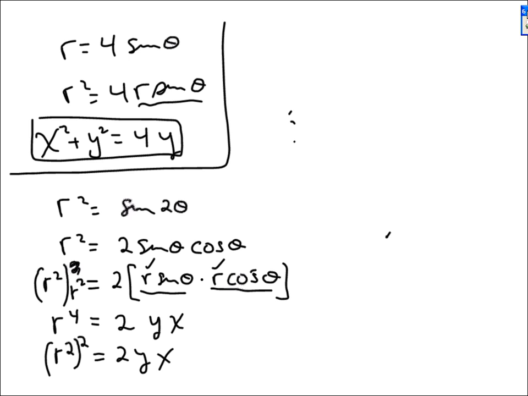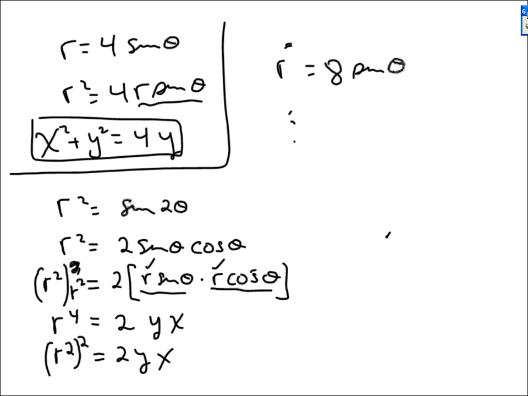Now converting that one really made life easier. I mean, what if you had this? R squared is 8 sine theta. Excuse me, say r cubed. R cubed is 8 sine theta, no, r squared, but that's fine.